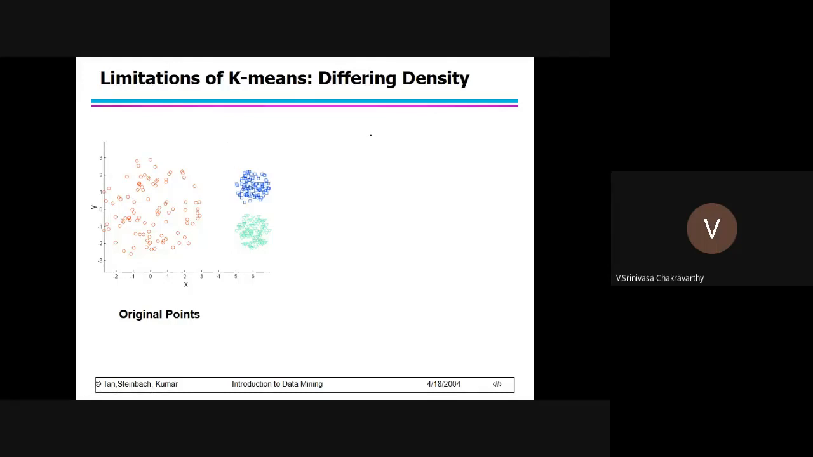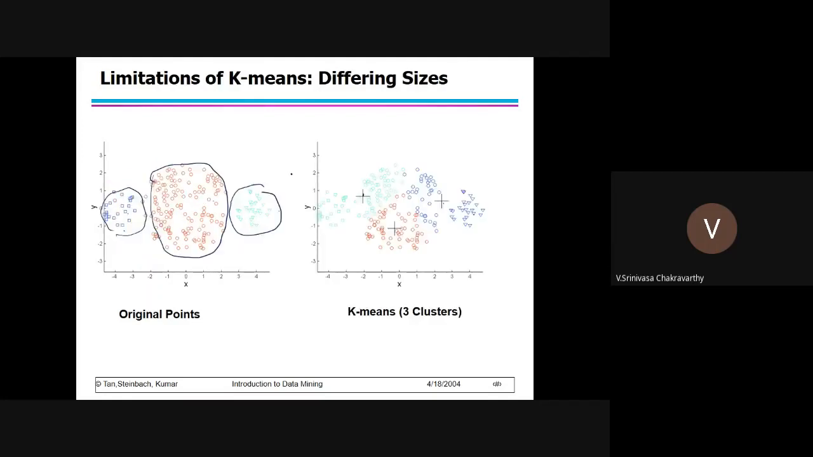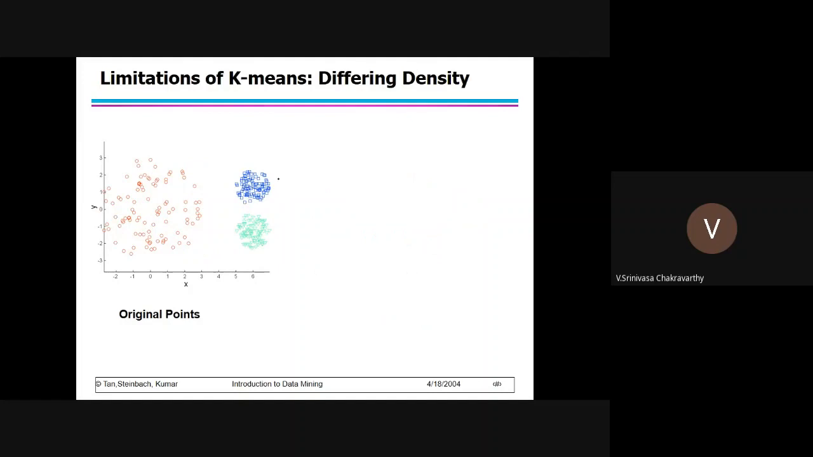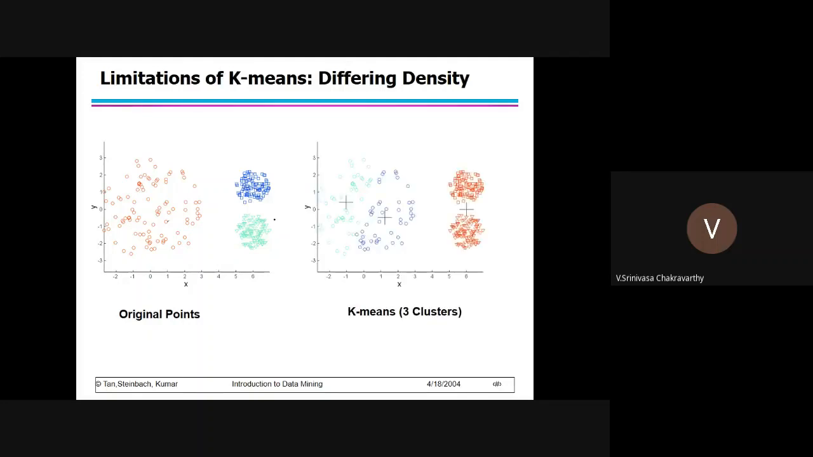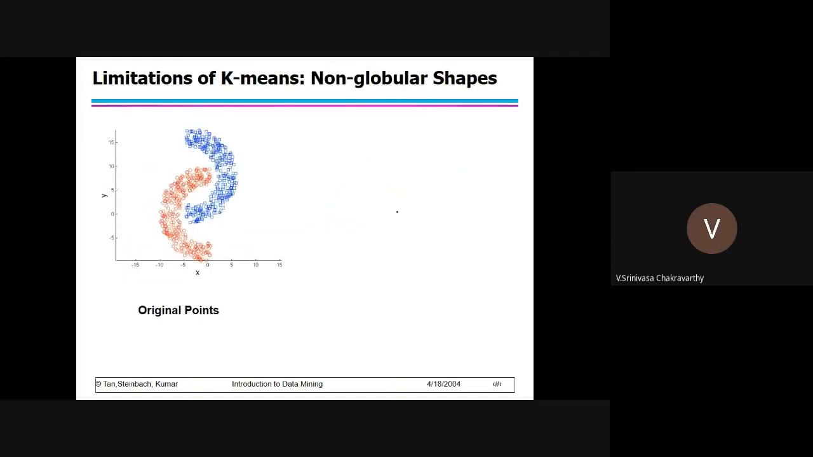Another limitation is differing density. In the previous case it was the difference in sizes. Here it's a difference in density, because you can see that the left cluster is a somewhat large one, which is somewhat sparse. Among the right two clusters, the top one has much higher density. The bottom one seems to have an intermediate level of density. So when you cluster them, these two are denser than this one, and these two are combined into one cluster by this centroid. And this large cluster, which is sparse, is actually split into two. So it's totally counterintuitive.